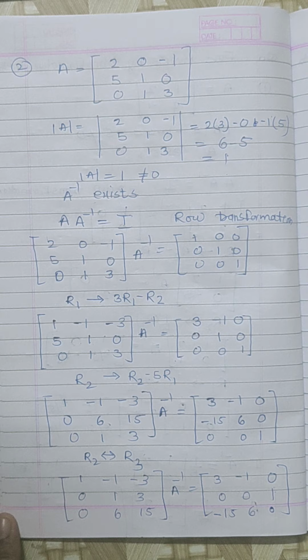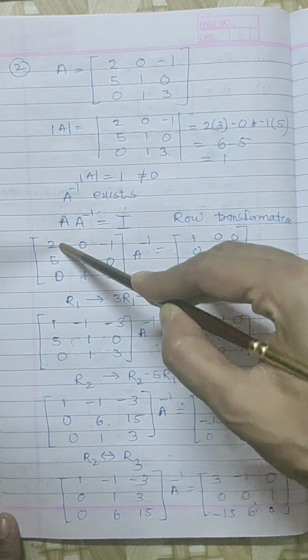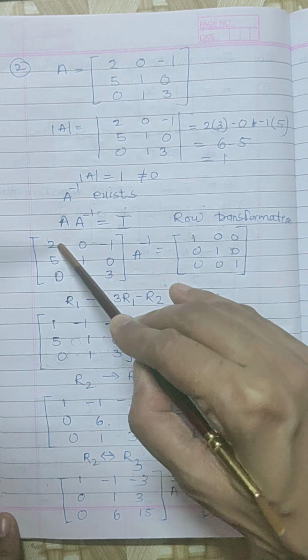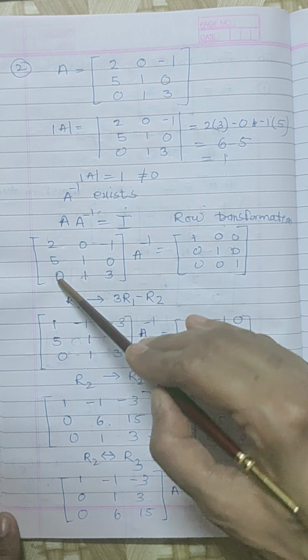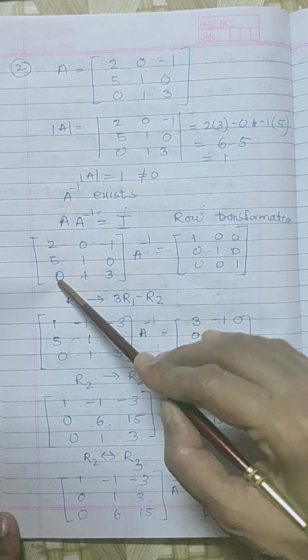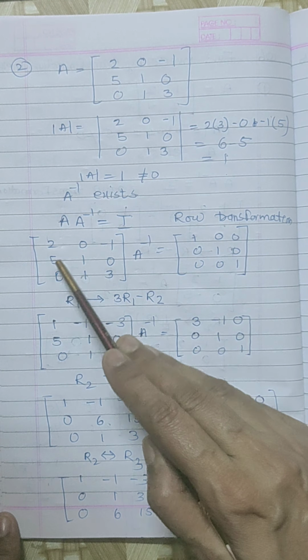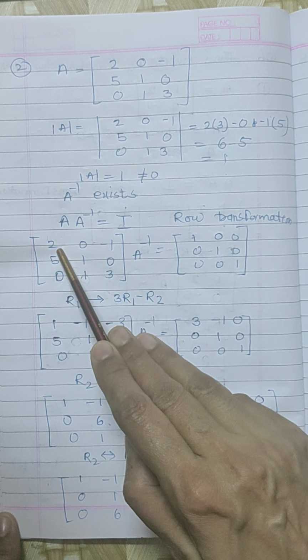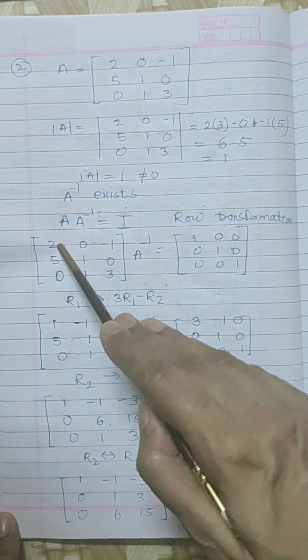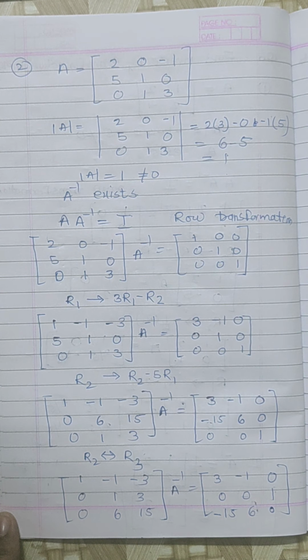Now first, what you have to do, you have to convert this into 1. When you convert this into 1, we can easily make this and this 0. Okay, so this is 0 only, we have to convert this into 0. So first, always remember, you have to convert this into 1. So how to convert? We will make the changes in R1.